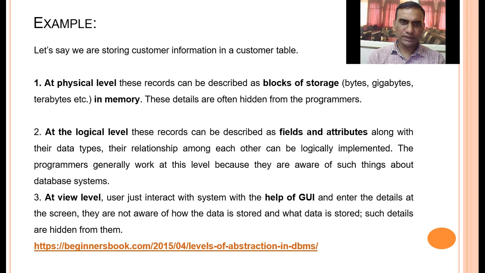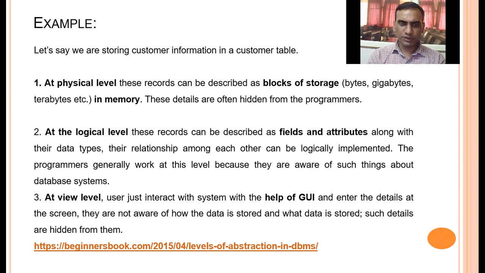At the logical level, these records can be described as fields and attributes along with their data types. So which table belongs to which part of the information. A table has fields and attributes, meaning columns and rows, along with their data types. Each and every column has its own data type. Suppose you want to store a name, the data type is character. If you want to store age information, you require the data type number.